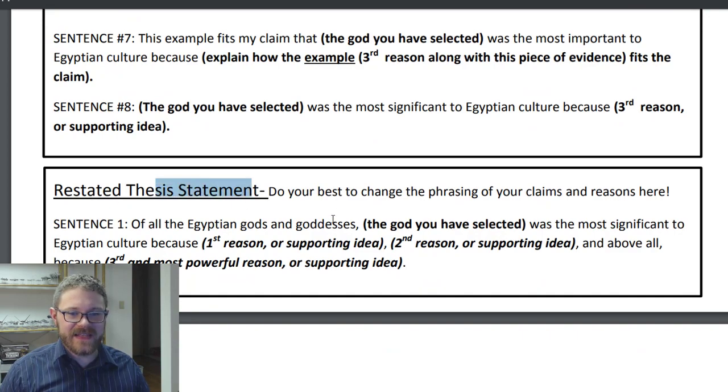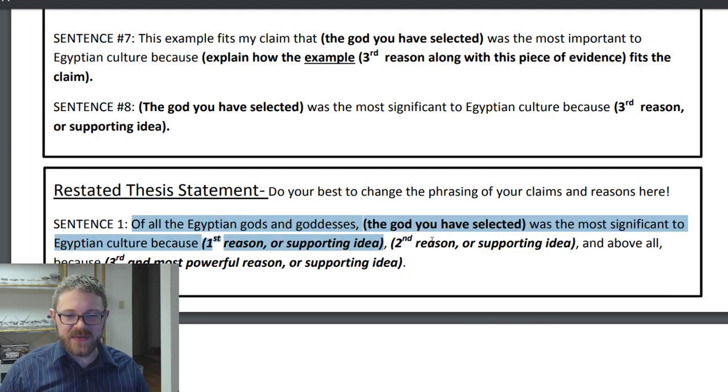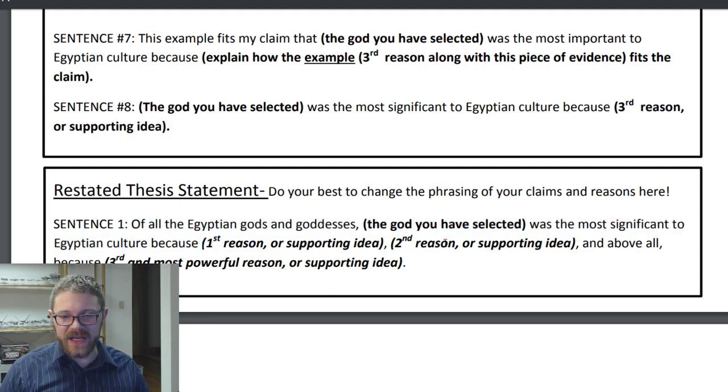Finally, your restated thesis statement. Once again, do your best to change the phrasing of your claims and reasons here. But still, the essential info is you're going to make your claim of all the Egyptian gods and goddesses, which was the most significant. You're going to give your first reason or supporting idea, second reason or supporting idea, and then your third most powerful reason.